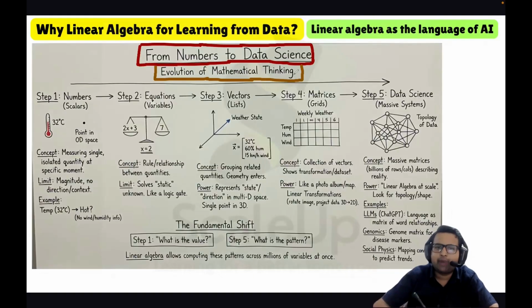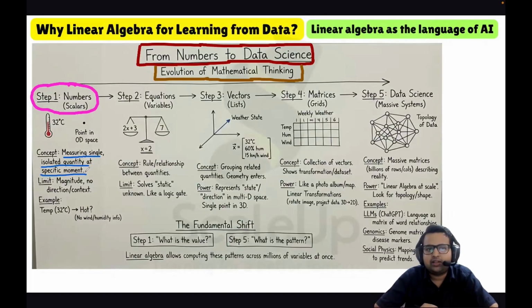The evolution of mathematical thinking started with step one, the numbers, the scalars. It was all about measuring a single isolated quantity at a specific moment, like measuring the coordinates of a point in space or the temperature. The limitation of this approach is that a single isolated quantity, a number, has a magnitude but no direction or context. It is a point in a zero dimensional space, representing just the magnitude.